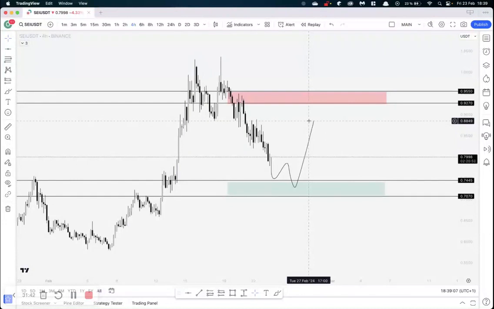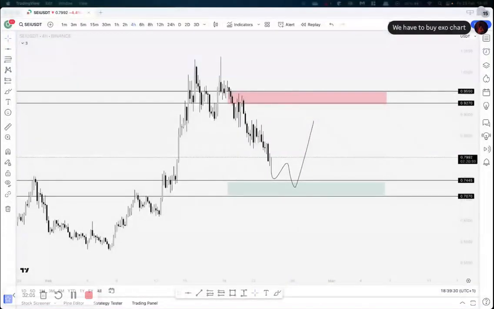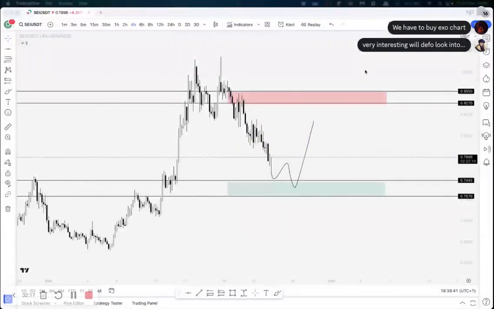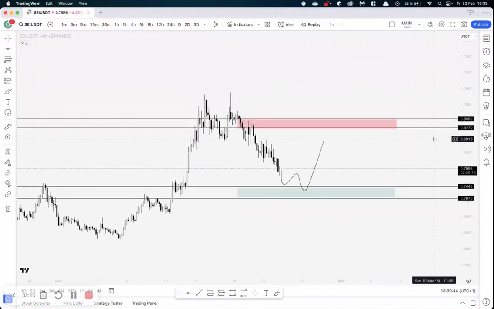All right, any questions regarding this? Do we have to buy ExoChart? You don't have to buy anything. Like I said, it does exist in TradingView. So if you want to see TradingView instead, that's perfectly fine. Makes no difference to me.